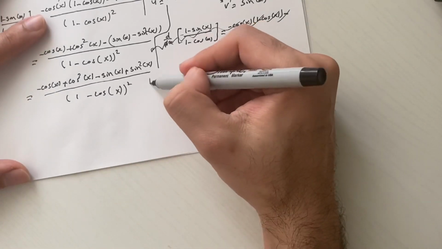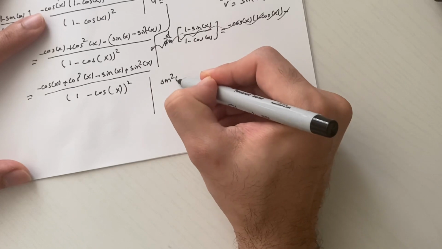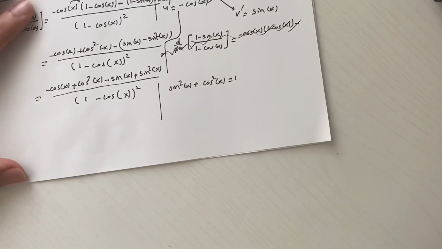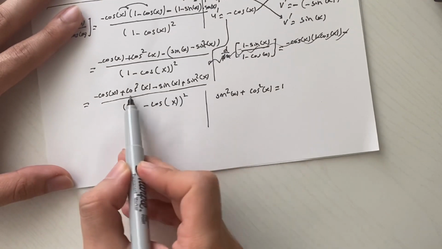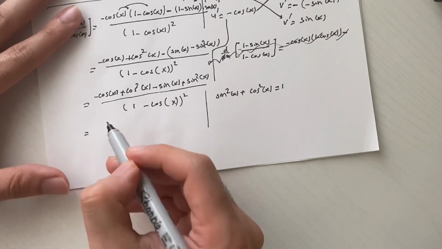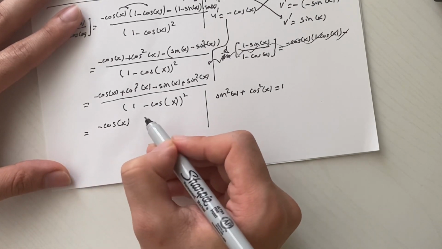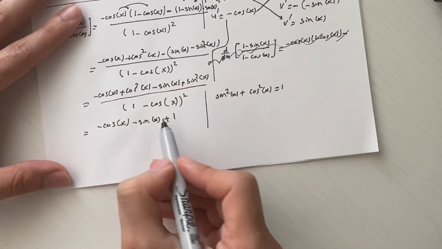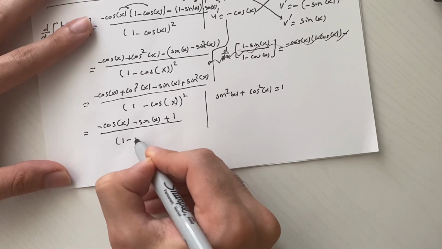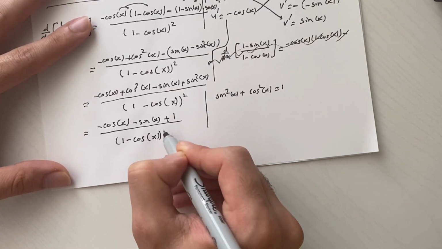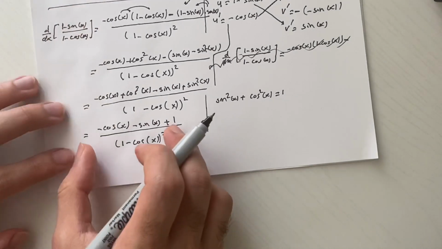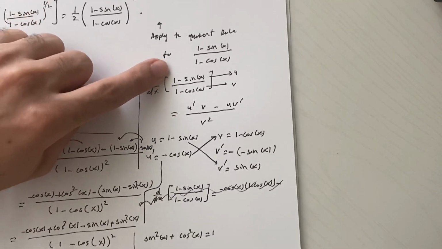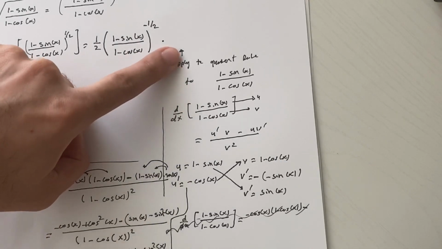Now remember this identity: sine squared plus cosine squared is equal to 1. Here what we notice is that we have these terms, sine squared and cosine squared. Therefore I'm going to substitute 1 for these two. I'm going to write what's left. So what's left is minus cosine of x minus sine of x, and then plus 1 from the resulting substitution, and then all over the same denominator. So what we found here is just the derivative of this, which is what we are looking for.